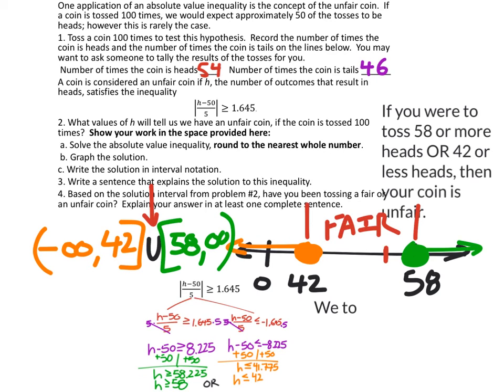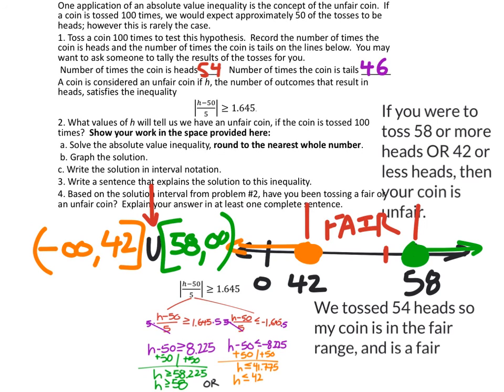So we tossed, or I tossed, doesn't matter. What did I say? 56? Yeah, 54. There we go. 54 heads. So my coin is in the fair range and is a fair coin. Maybe that was a little redundant again, but hopefully it drives the point home.